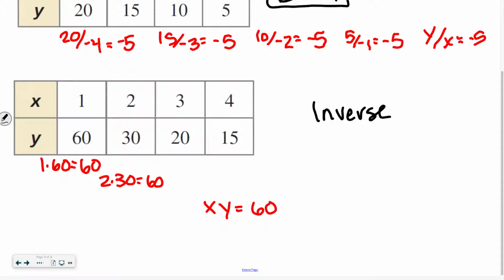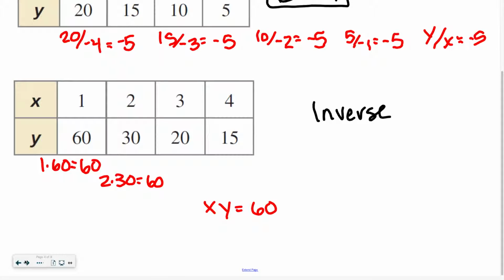But this one is not really even asking for an equation. It just wants to know if it's direct, inverse, or neither. Now, if you check the quotients and you check the products and neither of them work out to always be the same number, then you say neither. Okay. And I didn't check all of them by writing them down, but we could verify these last two also equal 60, right? 3 times 20 and 4 times 15.